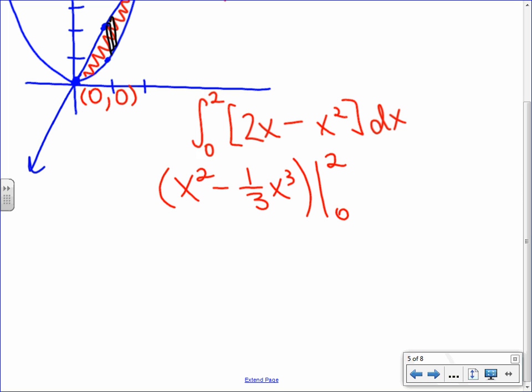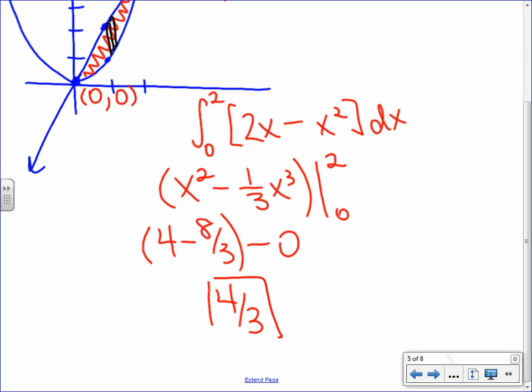We have x squared. When you plug in 2, we get 4 minus 8/3. And then we're going to subtract. When we plug in 0, we get 0. So we have 12/3 minus 8/3. So our area is 4/3.